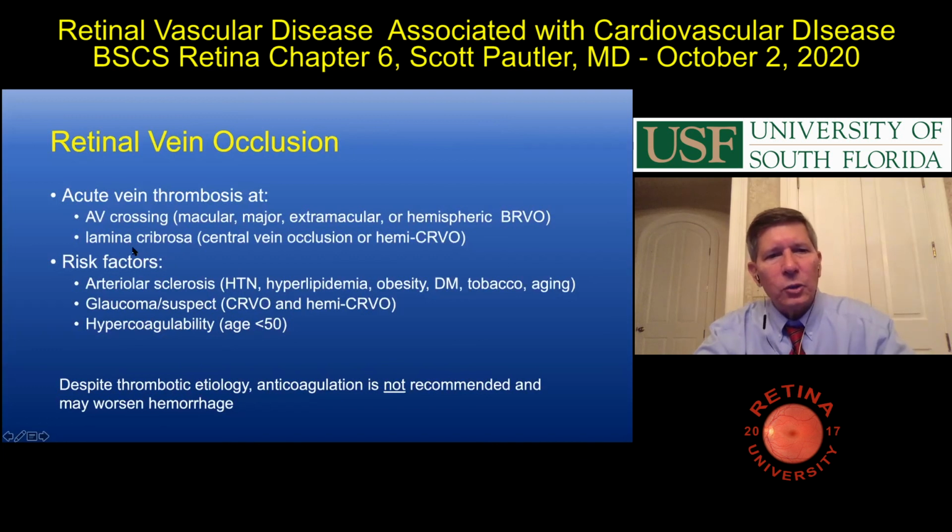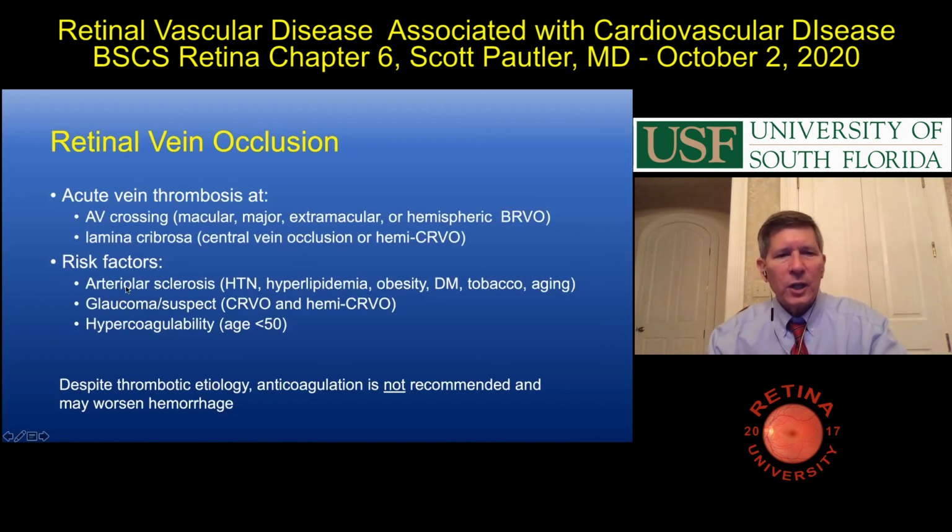Now, you can also get turbulent flow due to bowing of the lamina cribrosa in glaucoma and glaucoma suspect patients. So that's another site of vein thrombosis, in which case you have a central vein occlusion or hemicentral. Hemispheric is at AV crossing, no disc edema. Hemicentral is at the lamina cribrosa and you get disc edema, an important distinguishing factor in terms of etiology. When it's at the lamina cribrosa, you're thinking about possible underlying glaucoma.